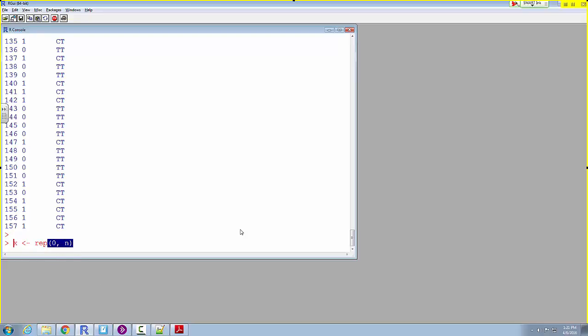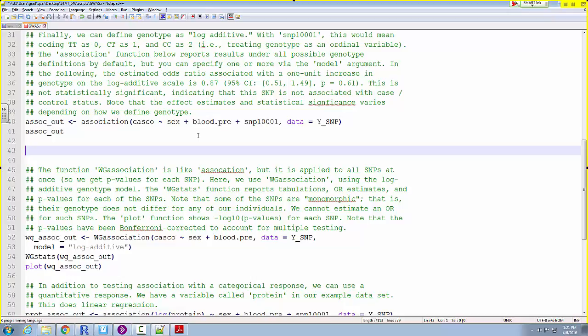I don't need to write it down. I'm running out of time. Fit is GLM, case control status tilde sex plus blood pressure plus X. My data is Y SNP, which is fine. Even though X is not in Y SNP, it's going to look in there. And then since it doesn't see it, it's going to go look outside of there, and it will find the X that we just created.